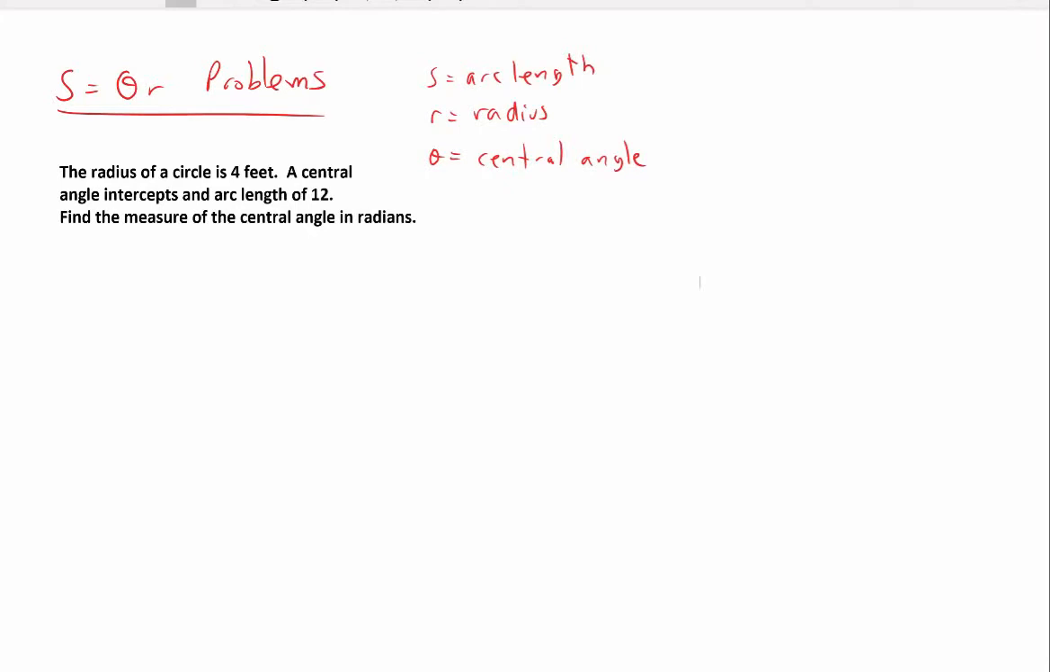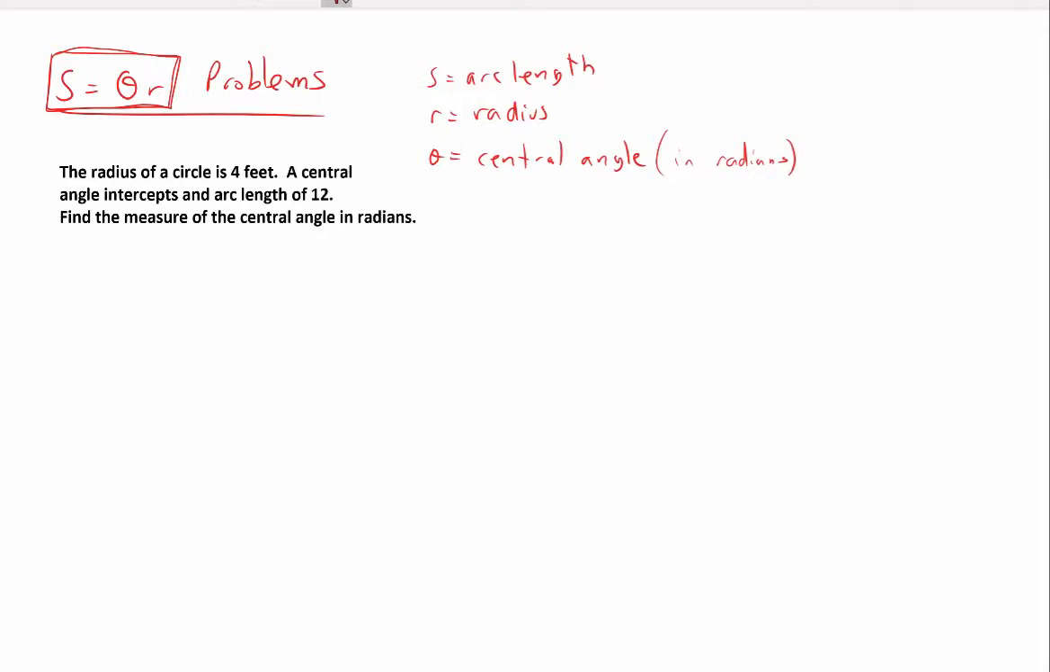Okay, so going back to the beginning of the section, we learned about this important formula, S equals theta R. That is something you have to memorize and remember what variables each letter stands for. So to remind ourselves, S is for arc length, R is for radius, theta is for the measure of the central angle, only in radians.